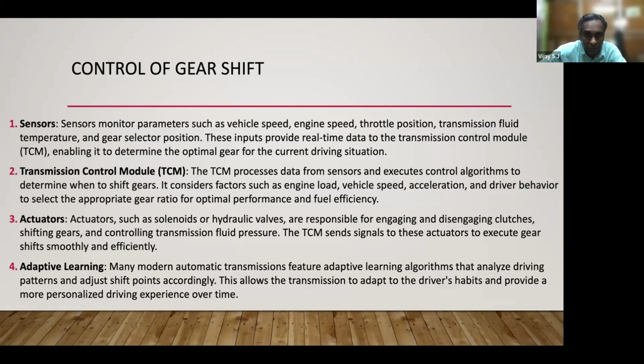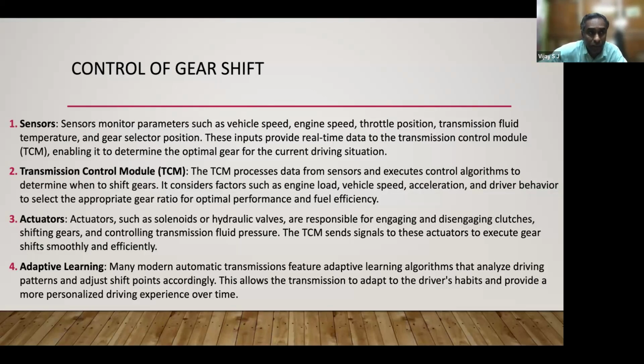And there is one more feature in control of gear shifts: adaptive learning. Modern vehicles have adaptive learning algorithms which analyze the pattern of how the driver is driving, and how gear shifting usually is done. Over a period of time, it analyzes how you are driving, and in what situation, what you are doing. It takes all this information and stores it as data.